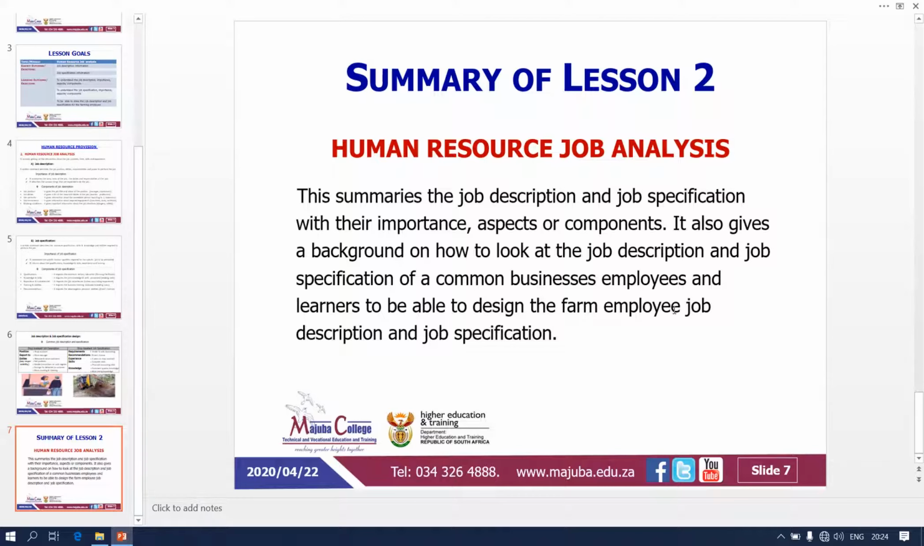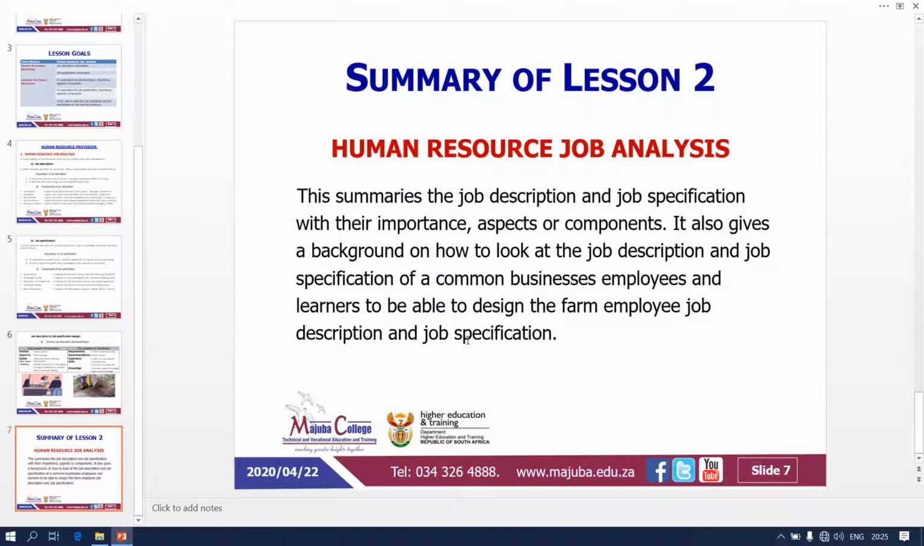Right, let's look at the summary for lesson 2, which is human resource job analysis. This summarizes the job description and job specification with their importance, aspects or components. It also gives the background on how to look at the job description and job specification of a common business, for employees and learners to be able to design the farm employee job description and job specification. So this is your task that you need to think of. You should be able to design the job specification and job description for this particular individual.